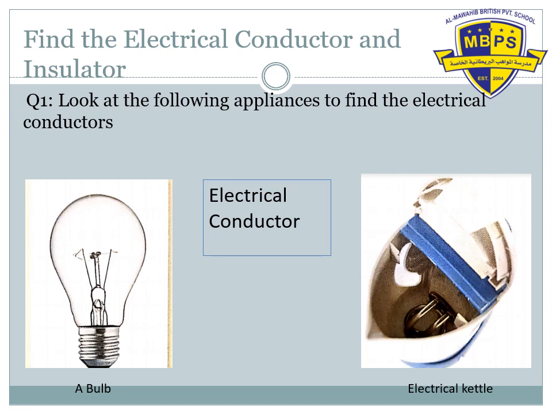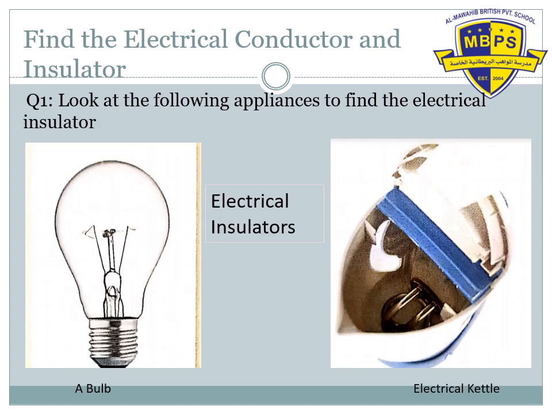Let's see if your answers were right, if you have thought the same answers. The base of the bulb and the filament of the bulb, they are the electrical conductors. And in the electrical kettle, it's the heating rod that is the electrical conductor.